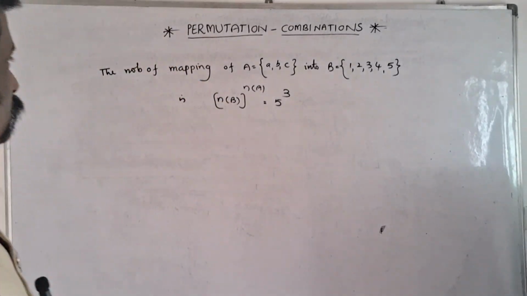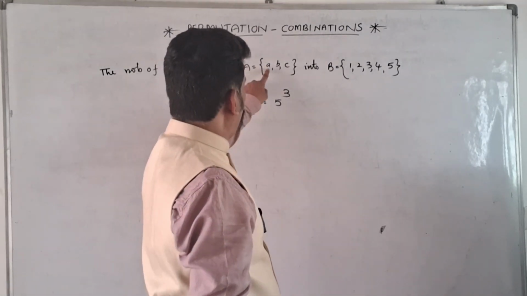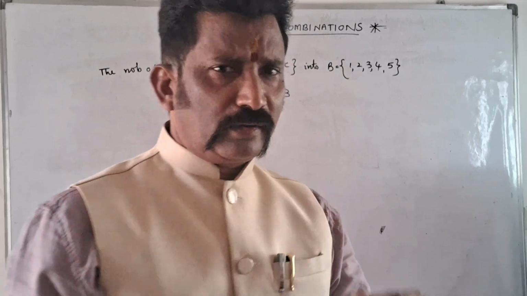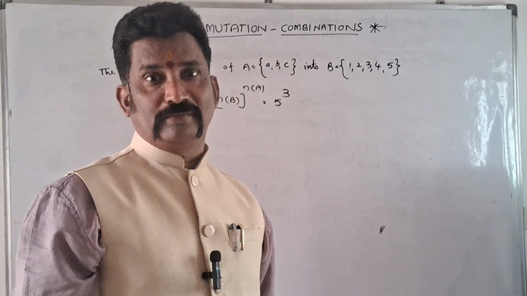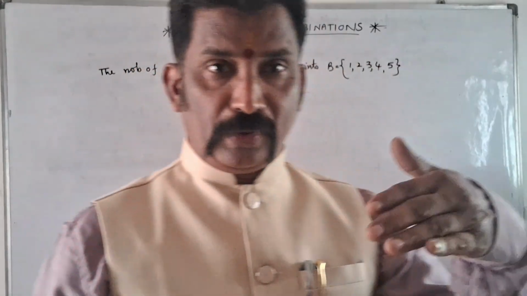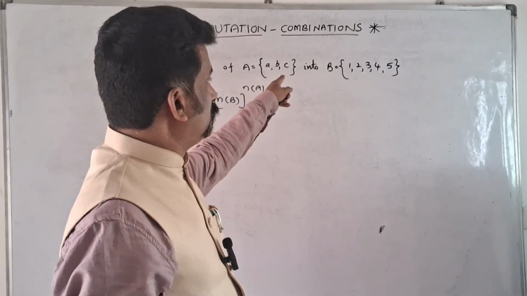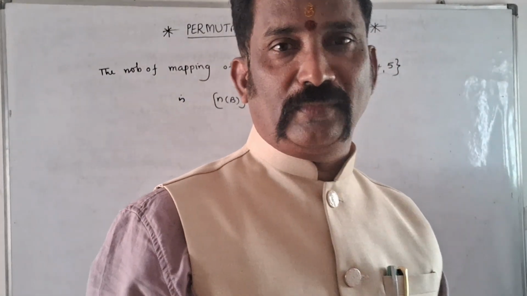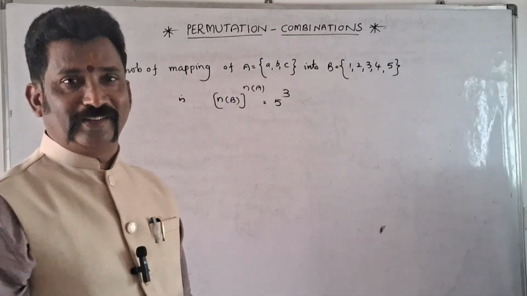Application part. So the number of mappings from capital A of A, B, C into B of 1, 2, 3, 4, 5. A small correction with respect to my notation: the number of mappings or functions from capital A, set of A, B, C, to B, equal to set of 1, 2, 3, 4, 5, is equal to n of B to the power of n of A.